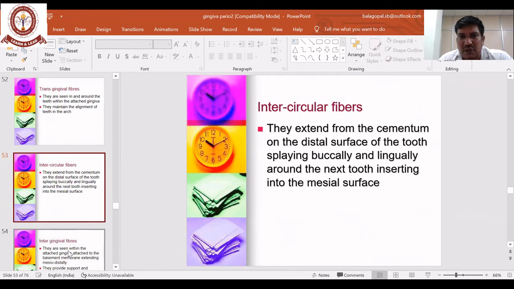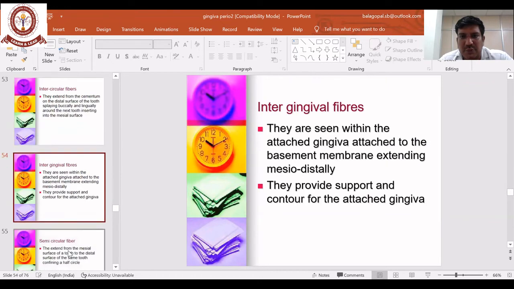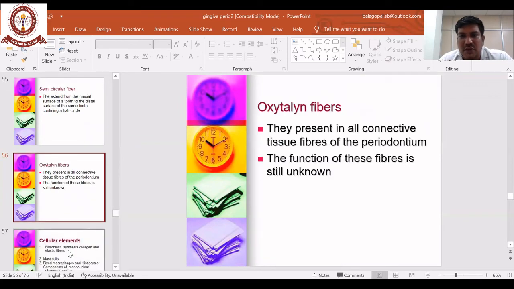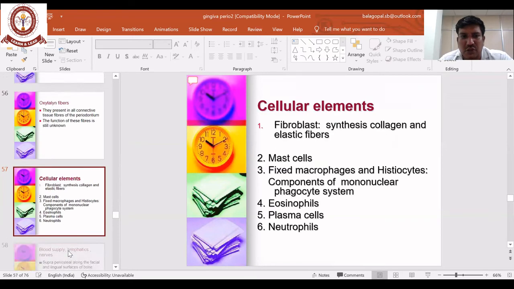Next are the intercellular fibers. They extend from the cementum on the distal surface of the tooth, passing buccally and lingually around the tooth, inserting into the mesial surface. Intergingival fibers are seen within the attached gingiva, attached to the basement membrane, extending mesiodistally. They provide support and contour for the attached gingiva. Semicircular fibers extend from the mesial surface of the tooth to the distal surface of the same tooth, forming a half circle. Crystalline fibers are present in the connective tissue fibers of the periodontium. Their function is still unknown.